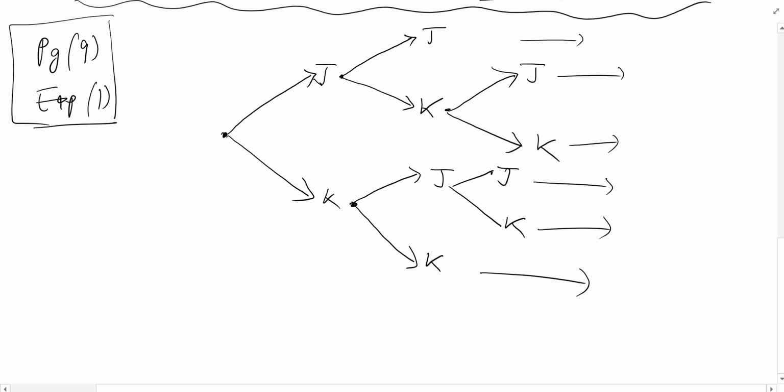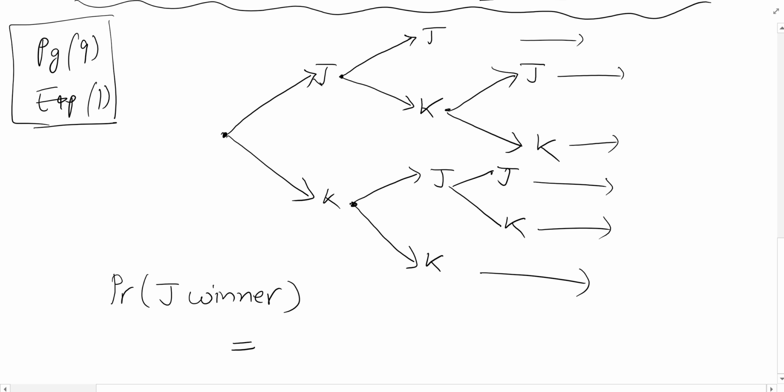Now they may ask you the probability. Now you understand the branch, right? Whoever wins the first two games is the winner. Now the probability, they may ask you what is the probability that Jennifer is the winner of this game, of this series.